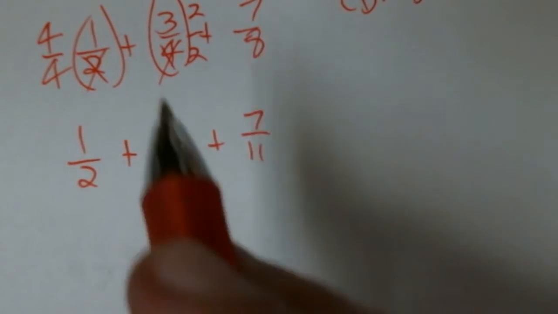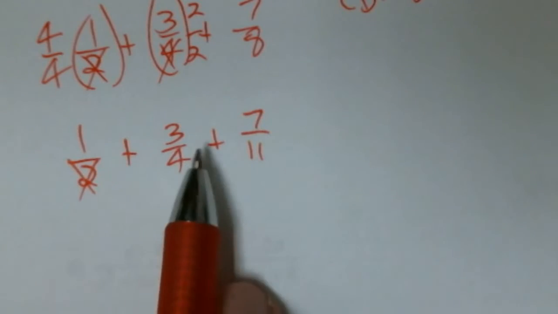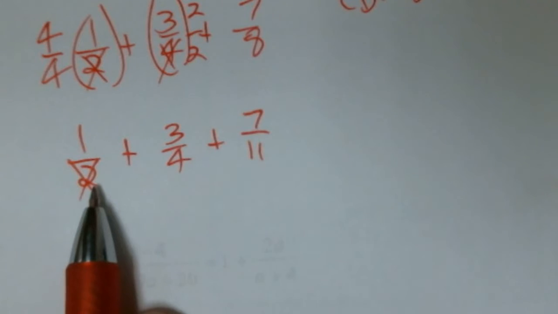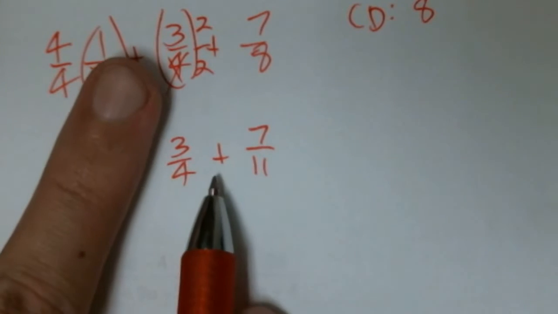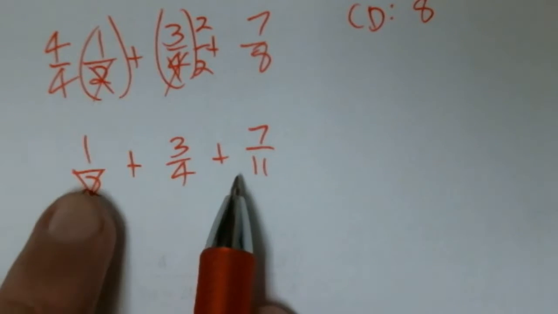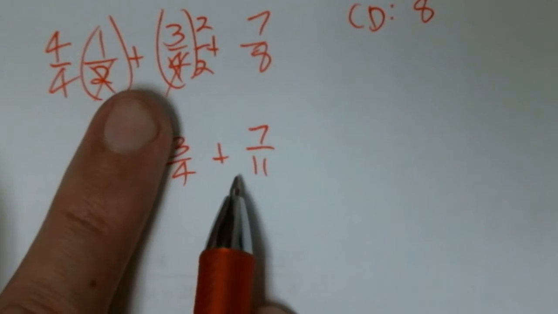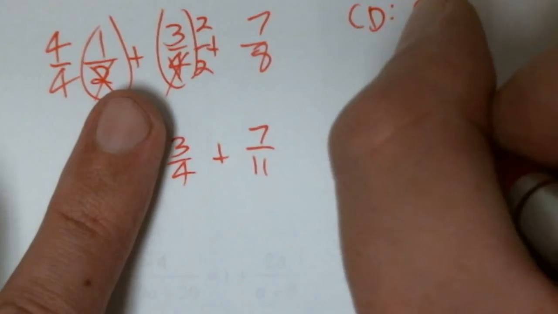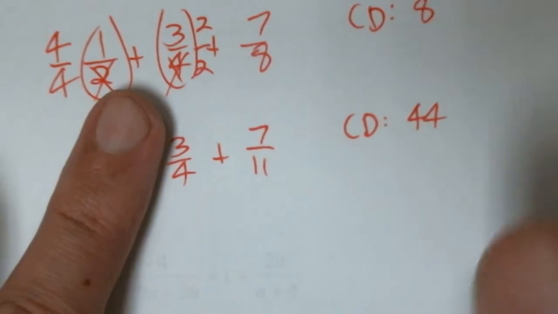2 goes into 4, so I don't care about the 2 anymore. Every multiple of 4 will have a multiple of 2. So really, I'm just looking at the common denominator between these two, because whatever is common between these two will also be common to 2. So now I just multiply them together. My common denominator would be 44.